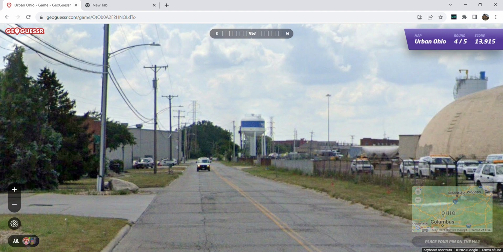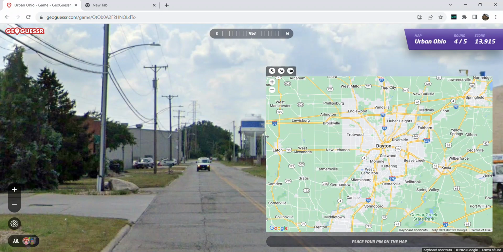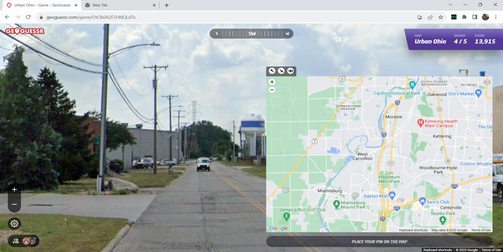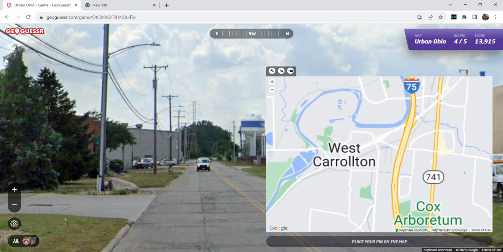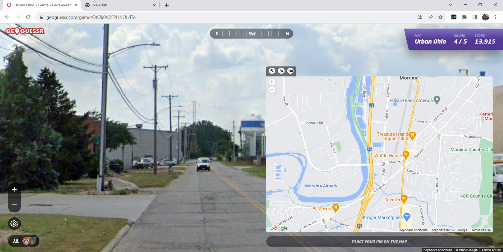In looking at this water tower, it's very difficult to say what that says. But I think that the beginning of the city name on that water tower is like a V or possibly a W. West, maybe West Carrollton? So maybe we're looking there at 75, it's possible.